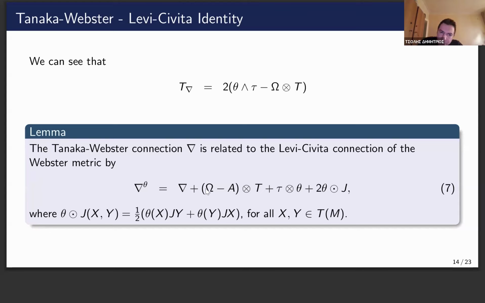And we have this times the omega, which is minus d theta, minus A, which is the operator, the tensor we defined before. Then we tensor product with the Reeb field. We add the torsion tensor product with the contact form. And we have 2 times, this is the symmetric product of theta with J, the CR structure. And it's defined like this. Okay, so let's prove this.